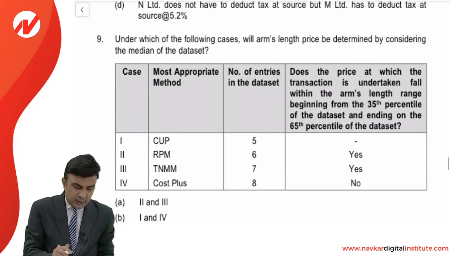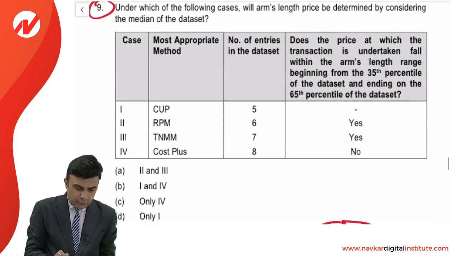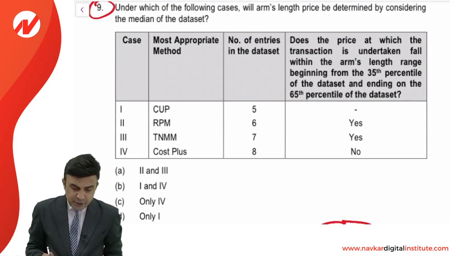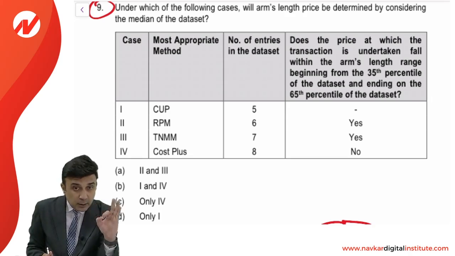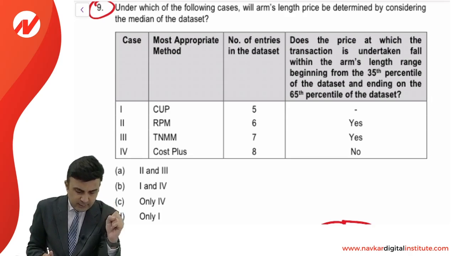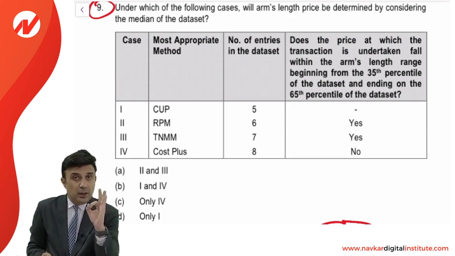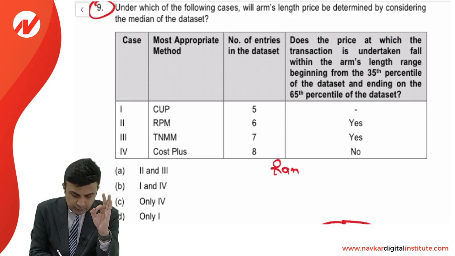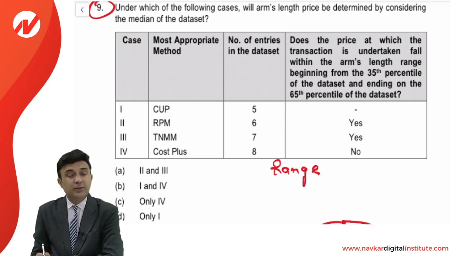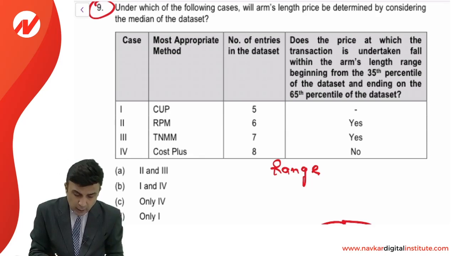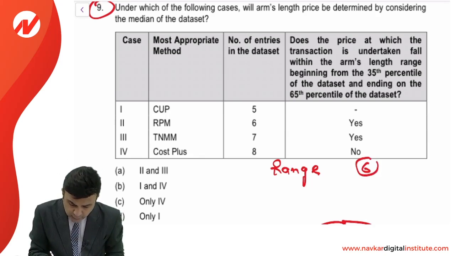We have the next one, which is from TP, again from non-resident taxation. Under which of the following cases will arm's length price be determined by considering the median of the database? Friends, try and understand. As of today, in transfer pricing, the range concept is applicable. The range concept is applicable only when you have a minimum of 6 entries in the database.